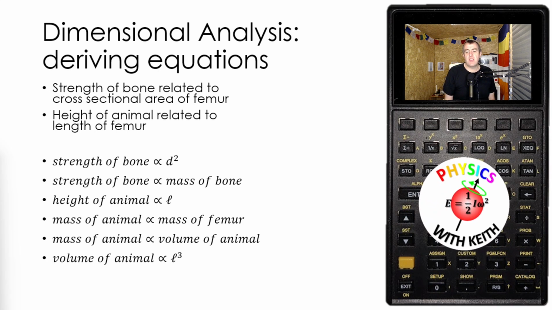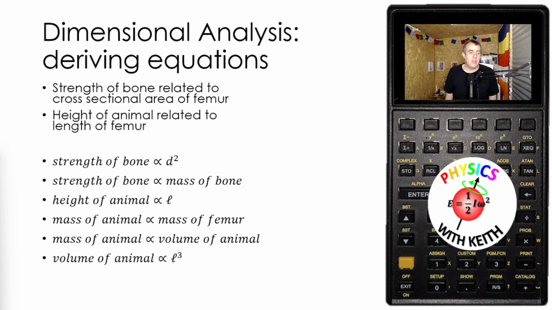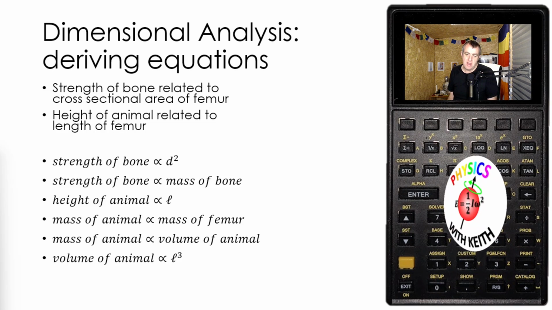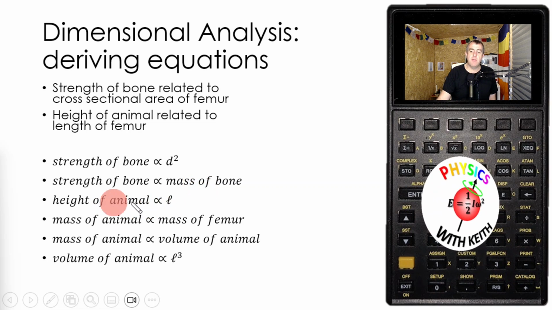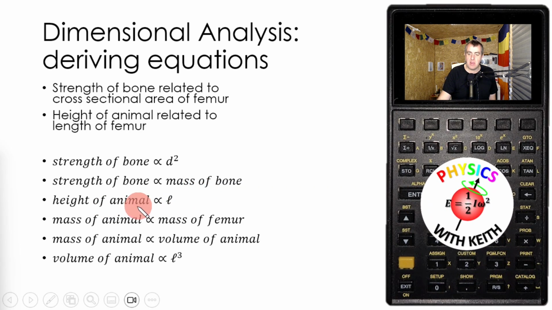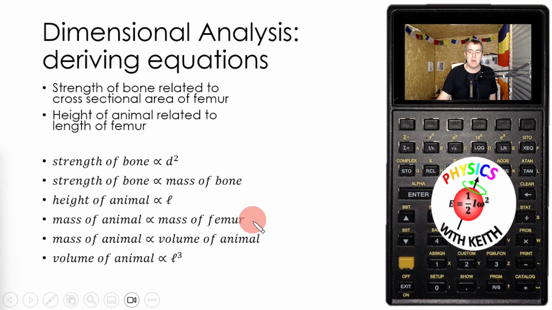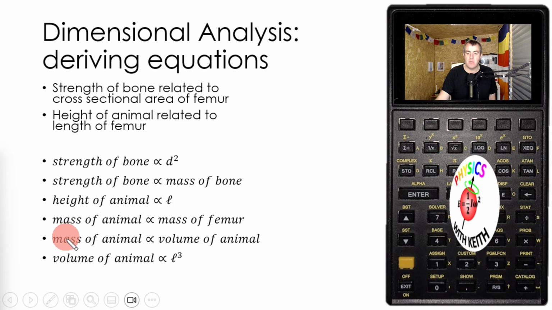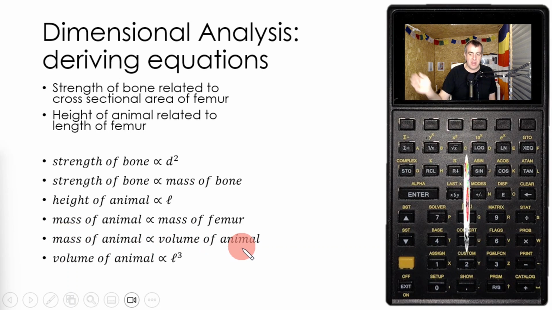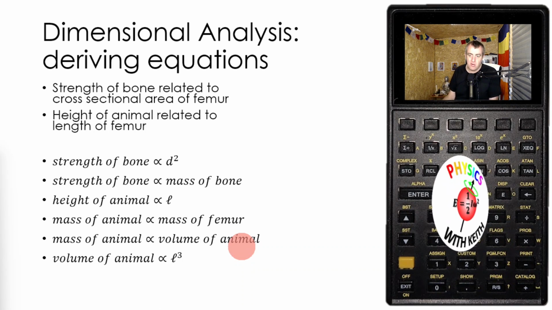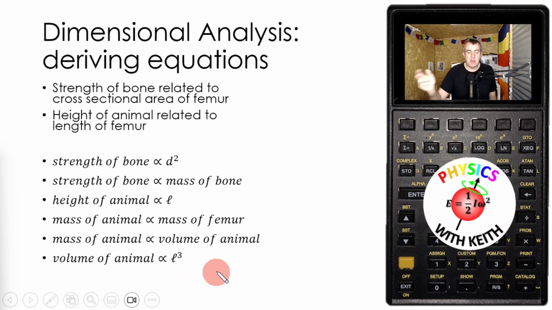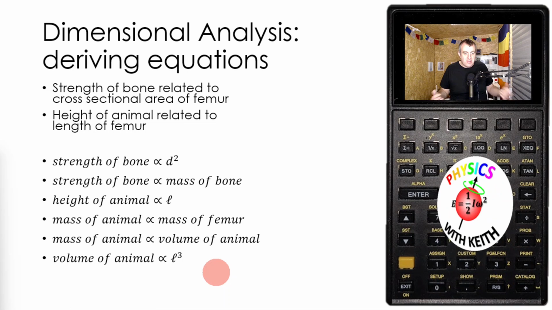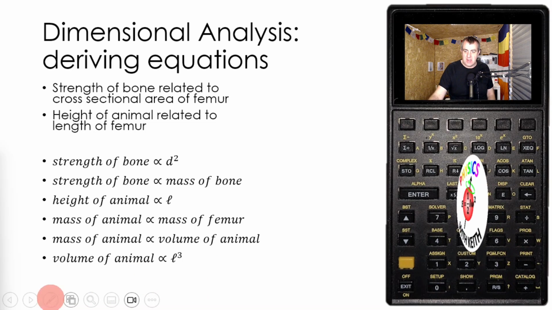So we reckon that the strength of the bone is going to be related to the area of the bone, the cross-sectional area. We also think that if the bone is more massive, it's probably going to be stronger as well. The height of the animal is going to be related to the length of the femur. The mass of the animal is going to be related to the mass of the femur. That kind of makes sense. Mass of the animal proportional to the volume of the animal, and therefore the volume of the femur. It all kind of makes sense. And so the volume of the animal is proportional to the volume of the femur. So we're kind of just having some guesses at things to do with these giant animals.